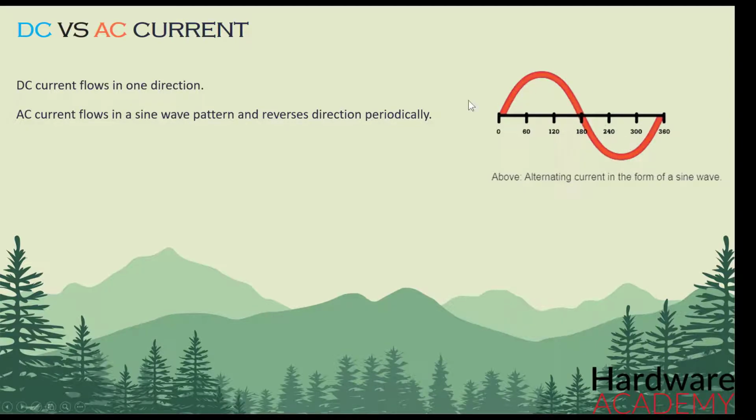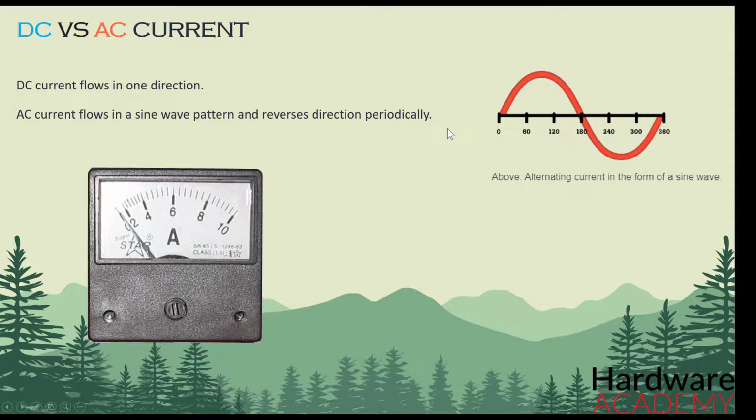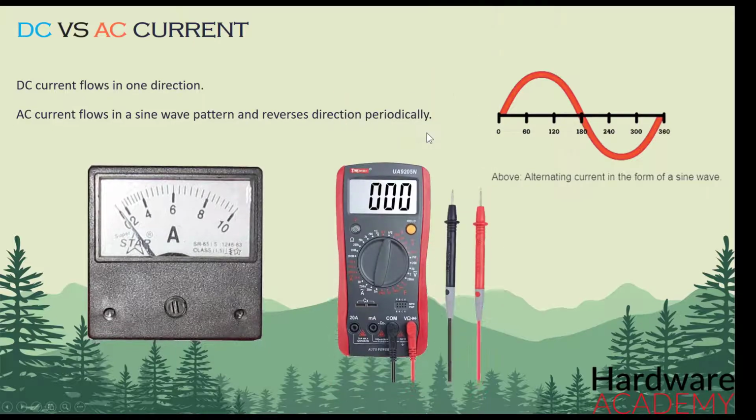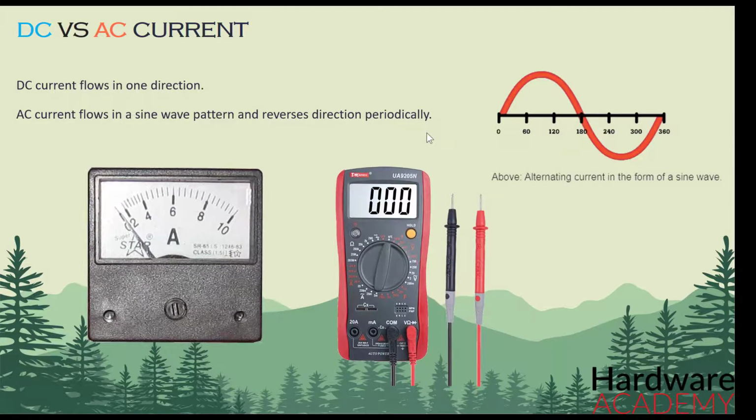You might be curious how to measure current. Well, measuring current can be done using an ammeter, but there is a special device called a multimeter which can measure voltage, current, and many more.